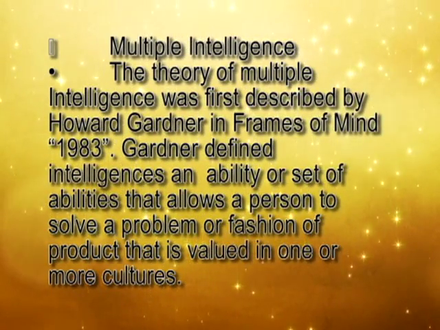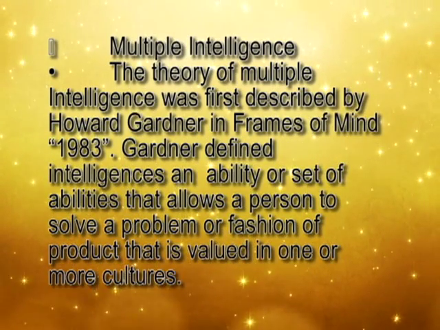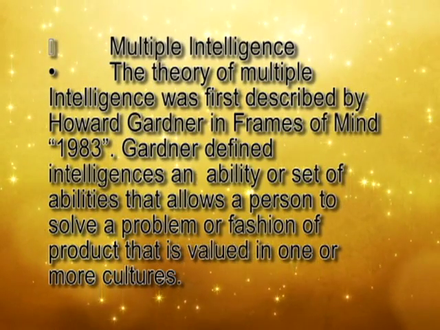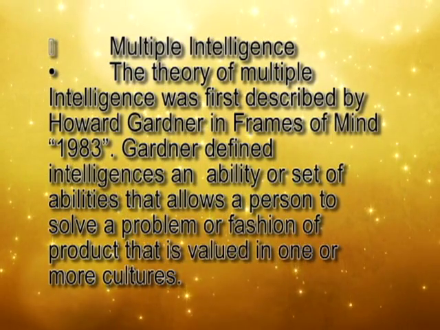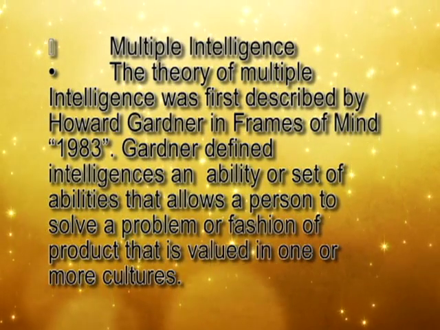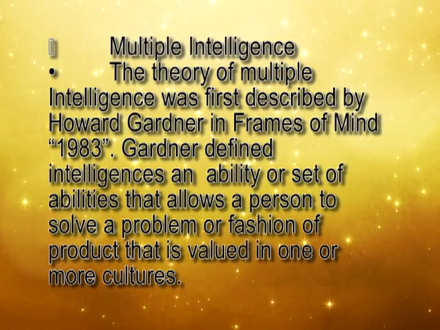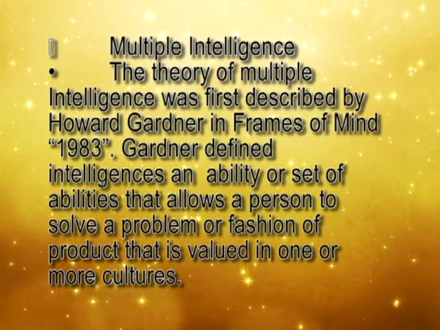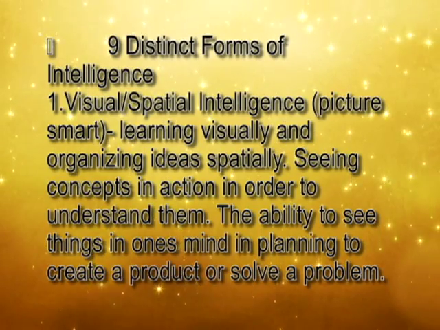Multiple intelligence. The theory of multiple intelligence was first described by Howard Gardner in Frames of Mind, 1983. Gardner defined intelligence as an ability or set of abilities that allows a person to solve a problem or fashion a product that is valued in one or more cultures. There are nine distinct forms of intelligence.